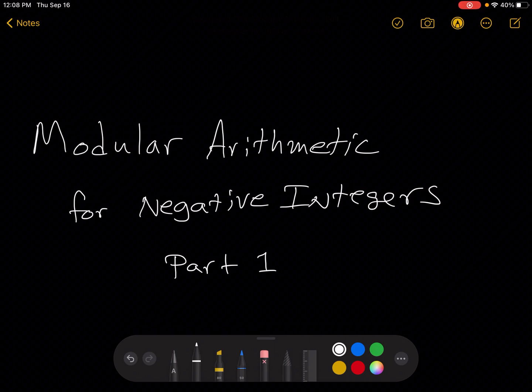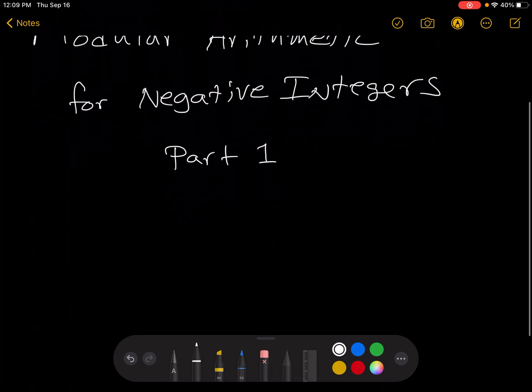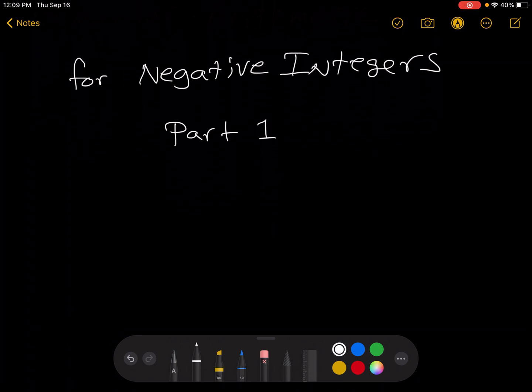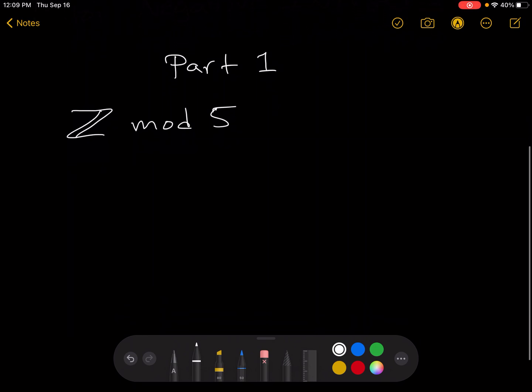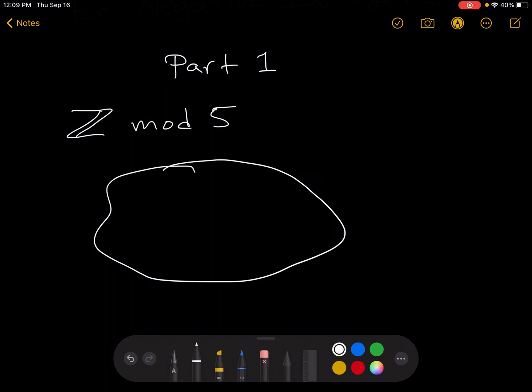So now we're going to learn about modular arithmetic for negative integers. In this first part, part one, we're only going to work in the integers mod 5. Now remember, this is a really small world. There's only 5 numbers in the integers mod 5. Think of it as a set like this. We have the numbers 0, 1, 2, 3, and 4. Those are our only numbers in the integers mod 5.